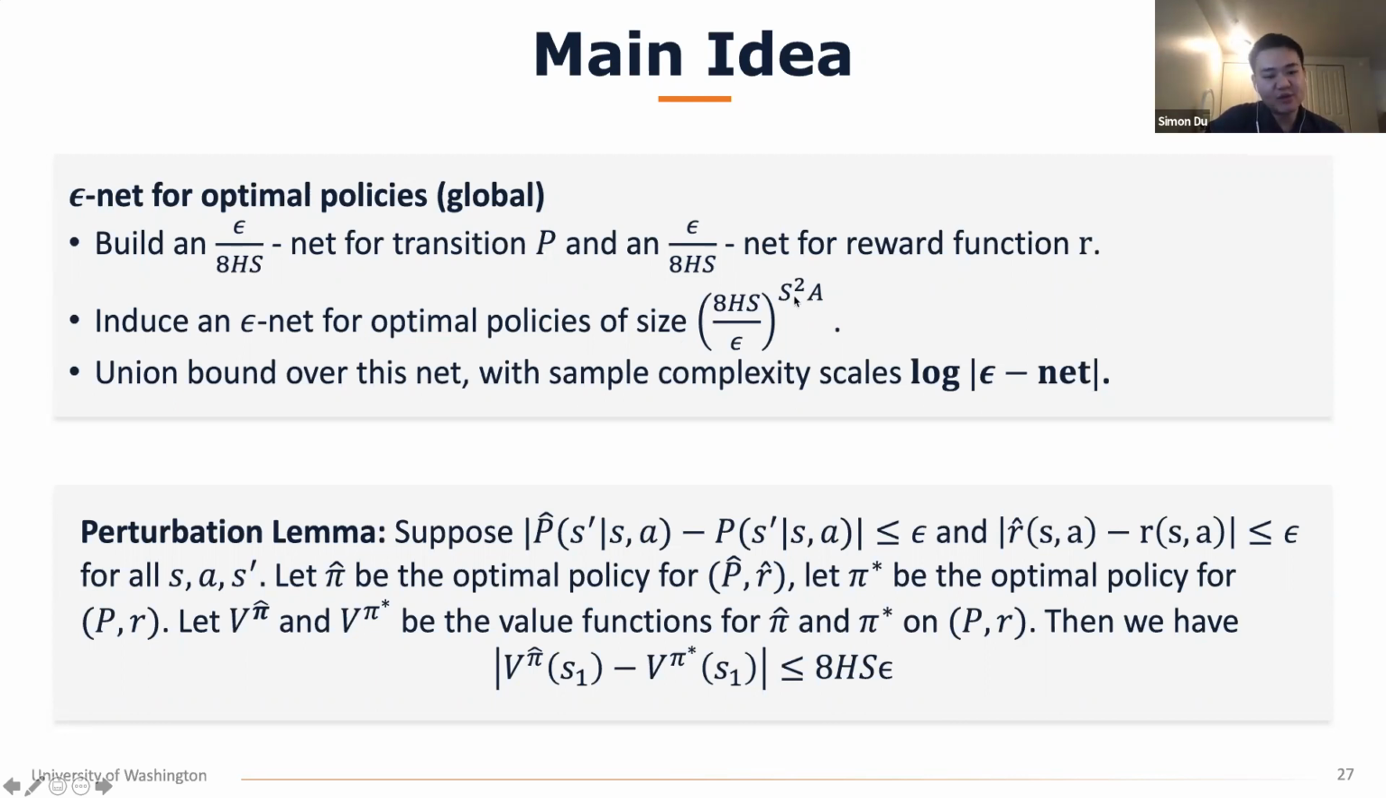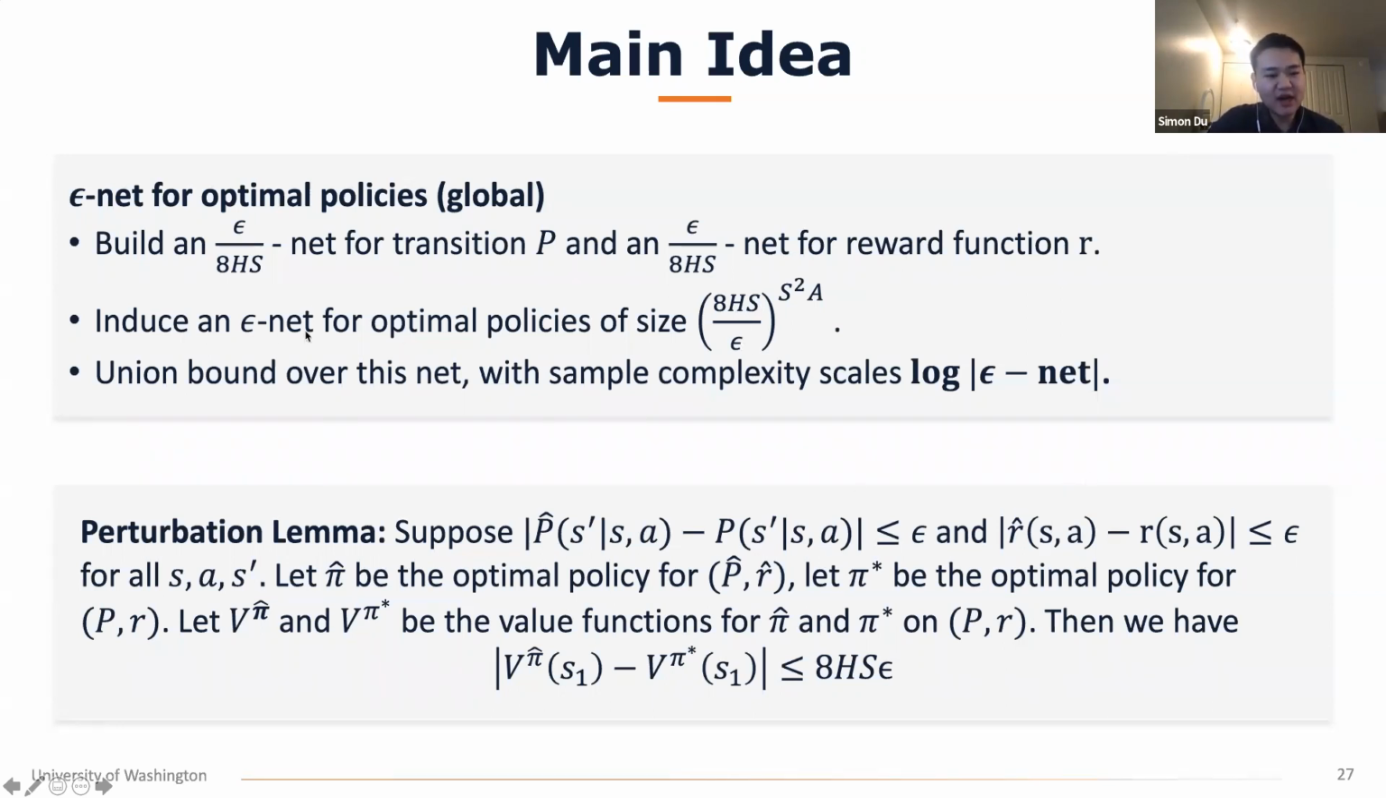Well, the exponent has an S squared A, but here there's no dependency. Here there is only a logarithmic dependency inside the bracket, right? So if you take the log of this number, you have only a logarithmic dependency on H. Okay, so this is the high-level idea of why you only need to pay logarithmic complexity for finding an epsilon-optimal policy. Basically, the number of optimal policies scales as H to the power of S squared A, but in the exponent there's no dependency on H. So if you take the log, there's no polynomial dependency on H.